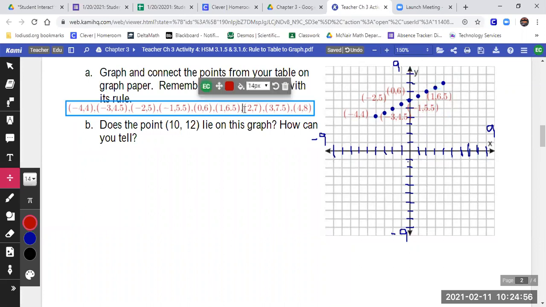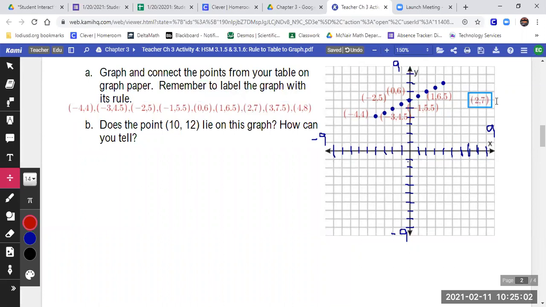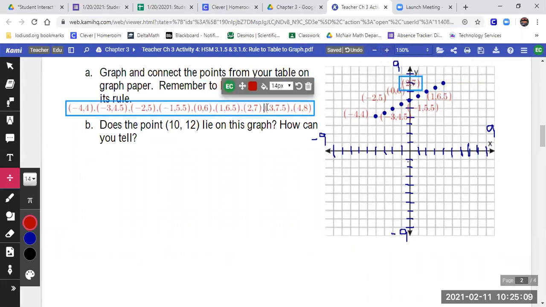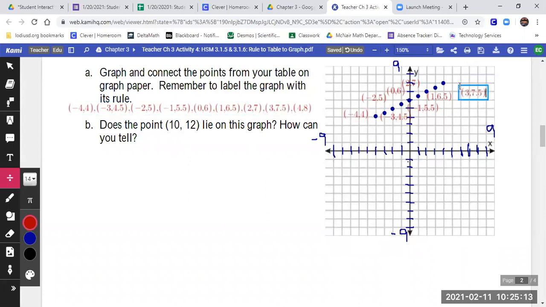I was on 2.7 when I realized, wait, this looks wrong. And you guys hadn't said anything. That's wrong, guys. 2.7. 3.7.5. This is one of the problems with the scale being so close together, is being able to put your coordinates on.